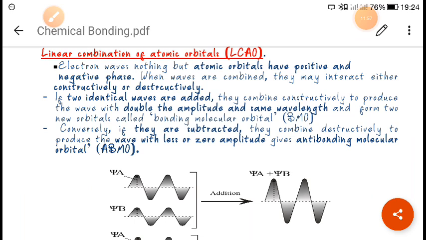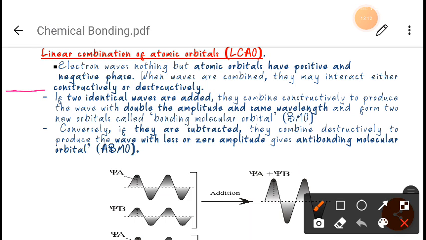Now when the 2px orbitals overlap in phase, like plus plus, that means crest with crest or trough with trough, a bonding molecular orbital, which is pi 2px, is obtained, because they are not symmetrical about the internuclear axis. And when the 2px atomic orbitals overlap out of phase, which is plus minus, an anti-bonding molecular orbital is formed, which is pi star 2px. So we'll see it diagrammatically.